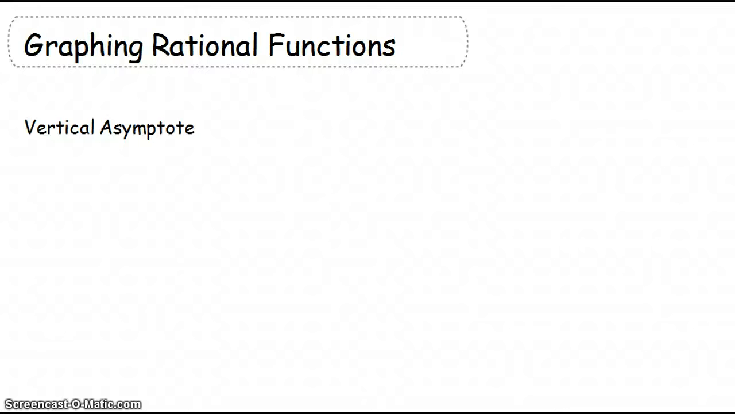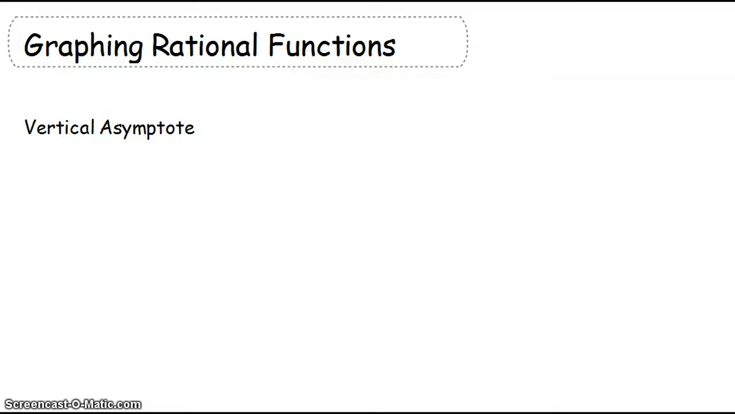Graphing rational functions. As you discovered in the discovery activity today, there's several things you need to know before you can graph a rational function. You need to know if it has asymptotes, whether they're vertical, horizontal, or in some cases even oblique, which some of you discovered today. I found in the activity that I got lots of descriptions of the asymptotes and how we found the asymptotes.